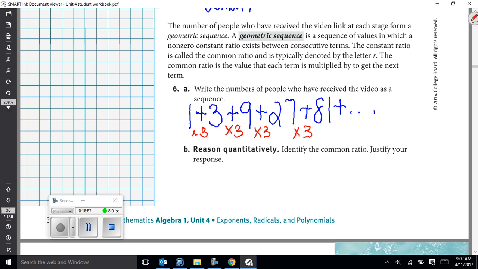All right, so could we write each of these numbers with a base of 3? Right? So 81 is 3 to what power? 27 is 3 to what power? 9 is 3 to what power? 3 is 3 to what power? And 1 is 3 to what power? 0. So I did 3 squared twice. Wait, 81 is 3 to what power? All right, questions?